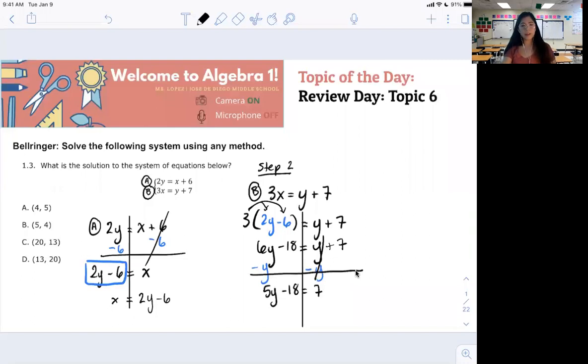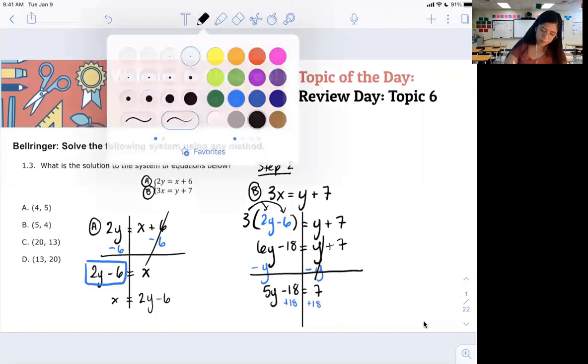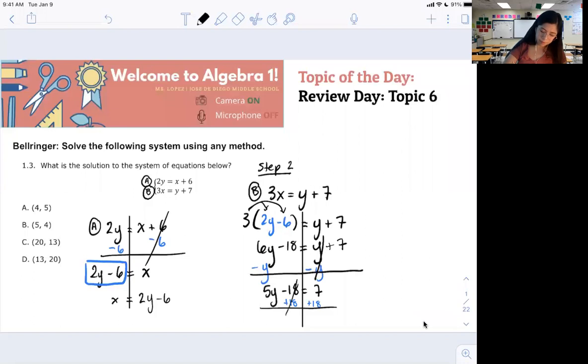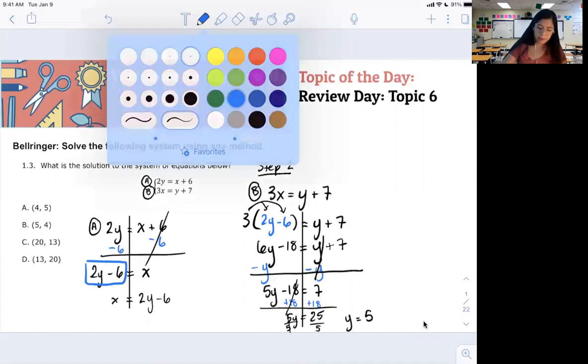Okay, now what can I do? Add 18. Good. 7 plus 18? 25. 5y equals 25. I divide both sides by 5. 25 divided by 5 is 5. All right, so y equals 5.